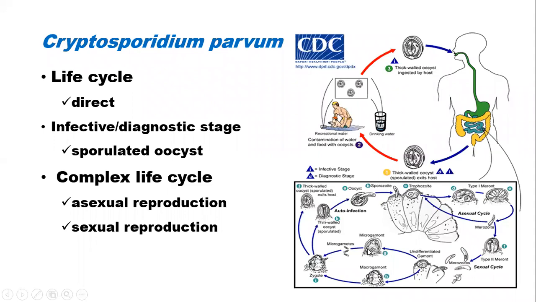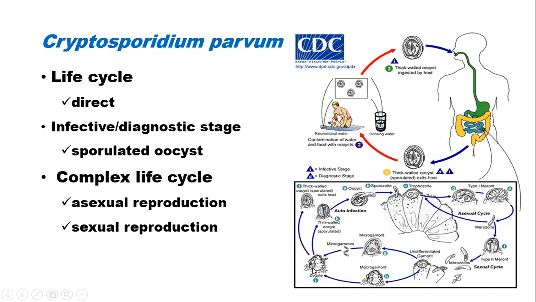Okay? The microgamont will go ahead to change its form and eventually break down to release microgametes. These microgametes will fertilize the macrogametes. So this is where sexual reproduction occurs, and then a zygote is formed. Okay? So here we have asexual reproduction. Here we have sexual reproduction.